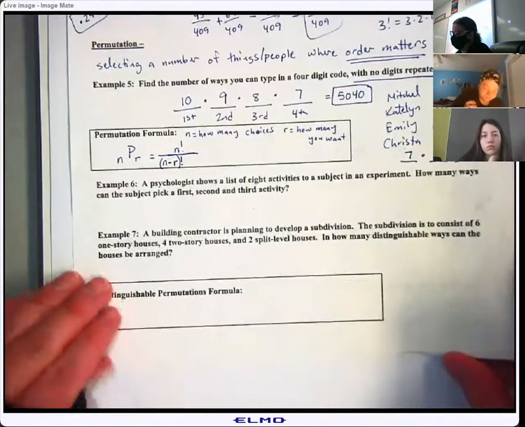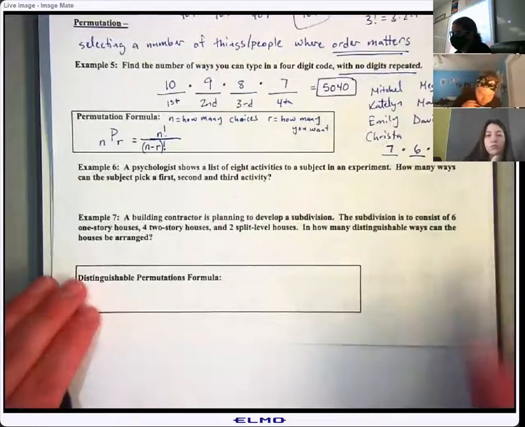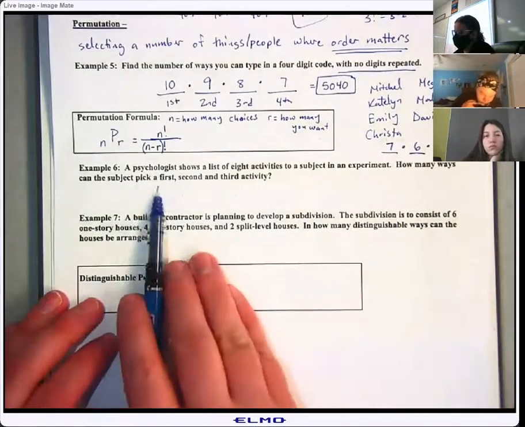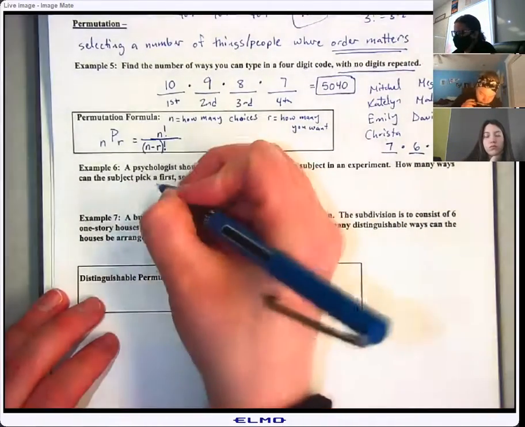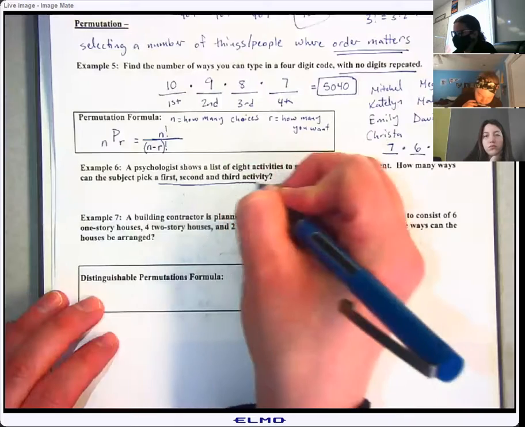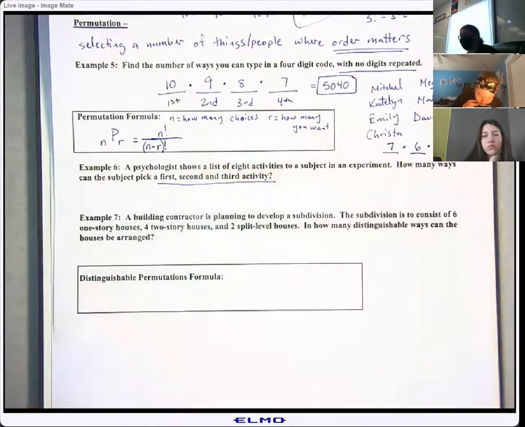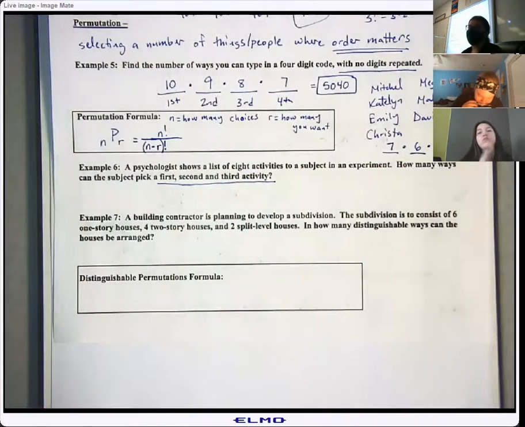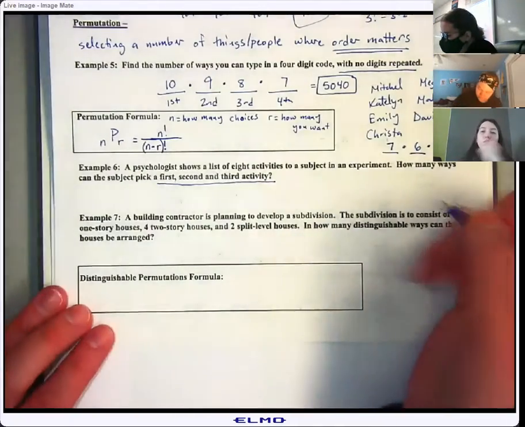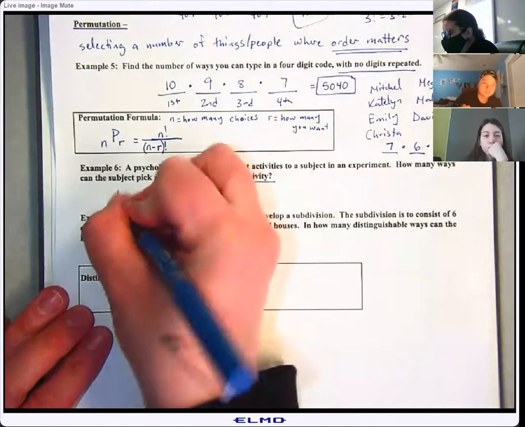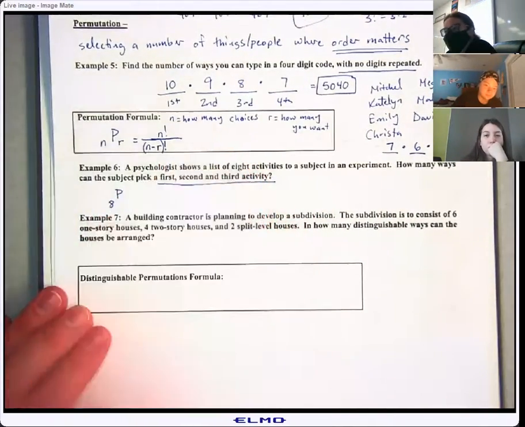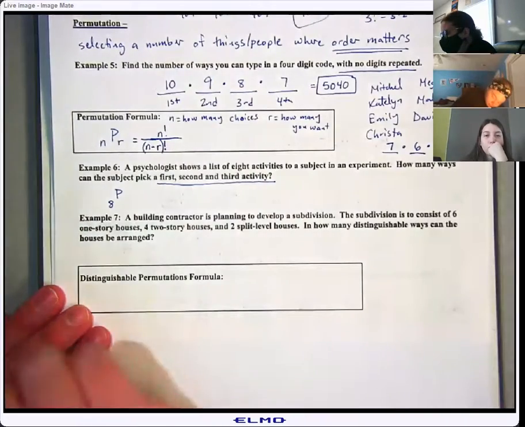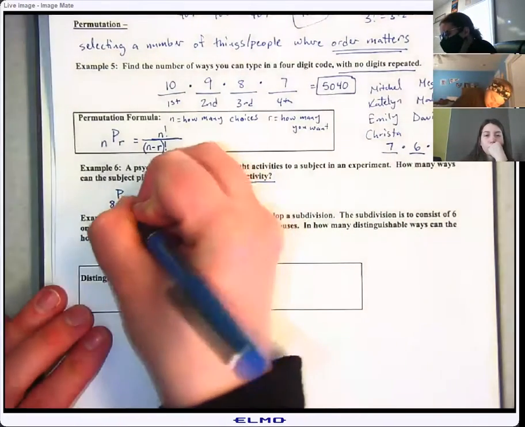All right. A psychologist shows a list of 8 activities to a subject in an experiment. How many ways can the subject pick a first, second, and third activity? Now, do you see the words here, first, second, and third? That implies order, like the person's saying, I want to do this one first. I want to do this one second, or I would do this one third. That's called a permutation. So the psychologist said that there were 8 choices, and they had to pick 3 of them.